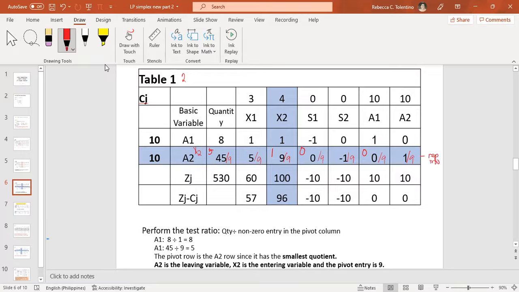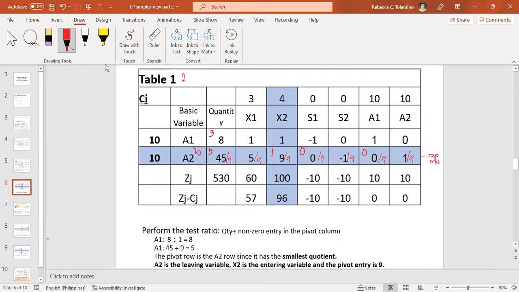Okay, now for A1, it will still be called A1. The entry in the pivot column is 1. So what will happen is 1 will be multiplied by the replacing row and the results will be subtracted from the old entries. Since this is 1, it's like subtracting the replacing row from the old entries. So that's 8 minus 5. The new entry here will be 3.